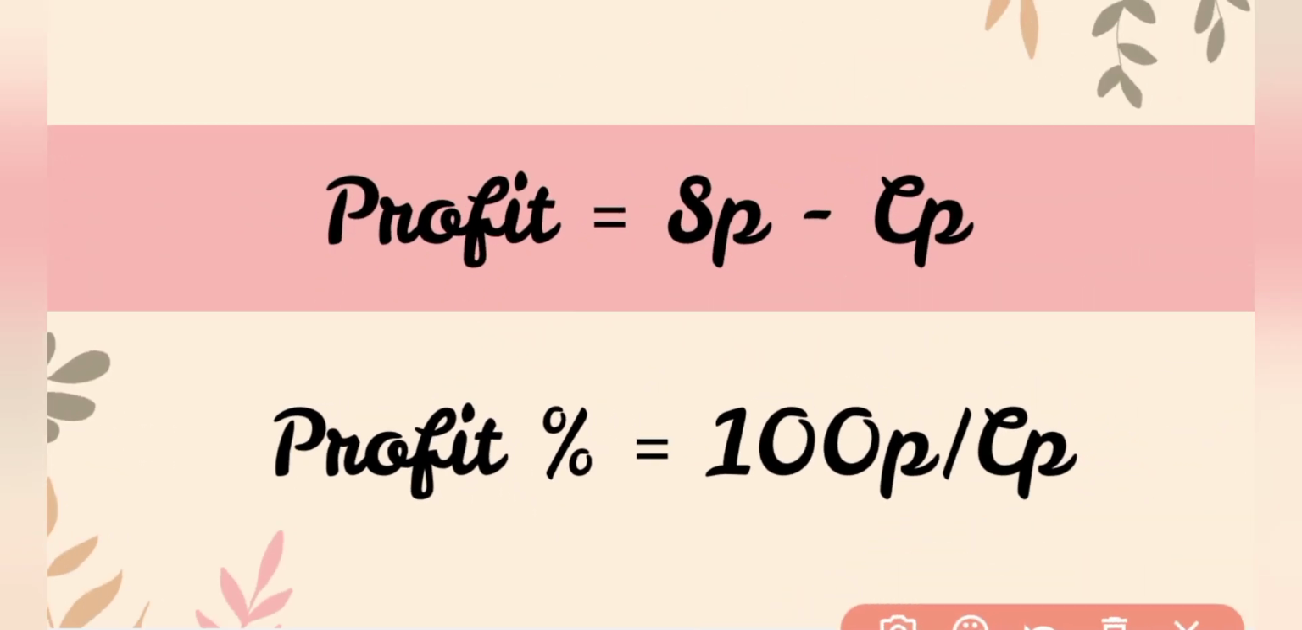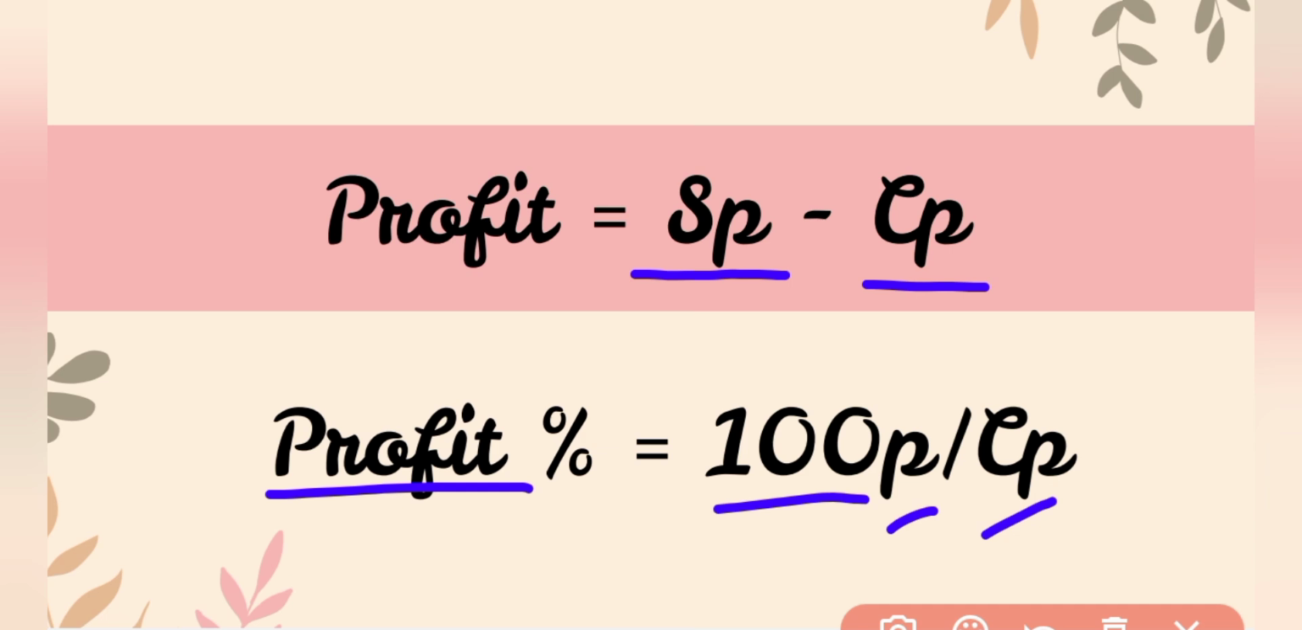To find profit, we need to subtract the cost price from the selling price, because when you get profit, you have a higher selling price and a lower cost price. So therefore you get some money gained. And when you have to find profit percentage, you have to multiply 100 with the profit you have gained and divide upon CP.